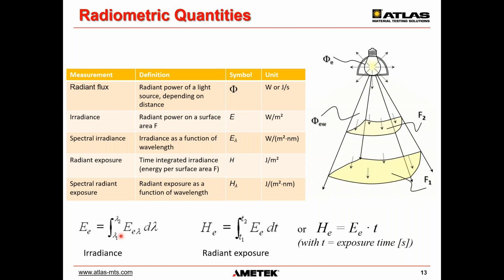That's the spectral irradiance. If we want to know the full amount of energy in a specific time frame which is delivered on a surface, we look at the radiant exposure. That's the time integrated irradiance, so energy per surface. And here the symbol is typically an H. So we have an annual radiant exposure, the full amount of solar energy on a specific surface in a specific area. That would be radiant exposure. And also here we can look at the full radiant exposure or the spectral radiant exposure.